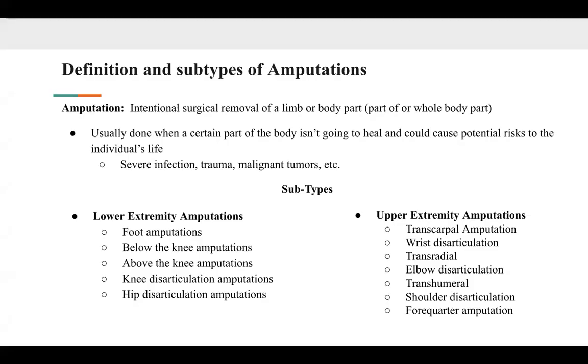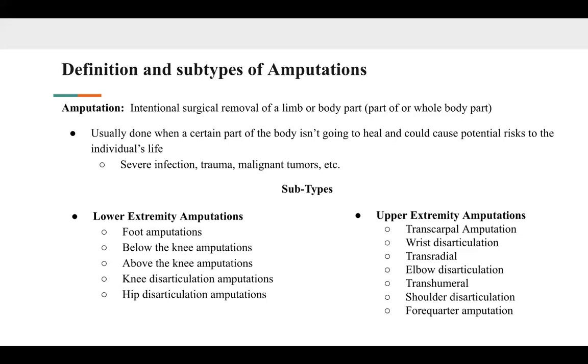So an amputation is an intentional surgical removal of a limb or body part, and it could be part of a limb or the entire body part. And amputations are usually only done when a certain part of the body isn't going to heal and could cause potential risk to the individual's life.